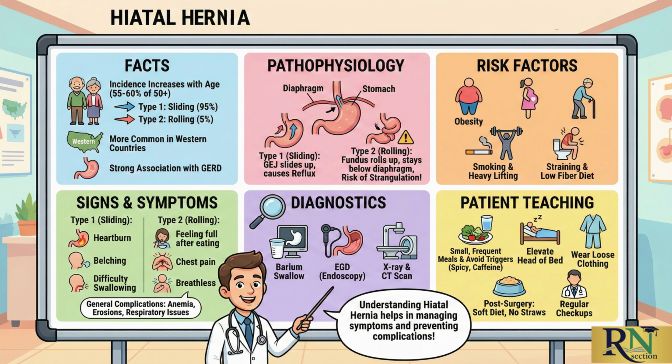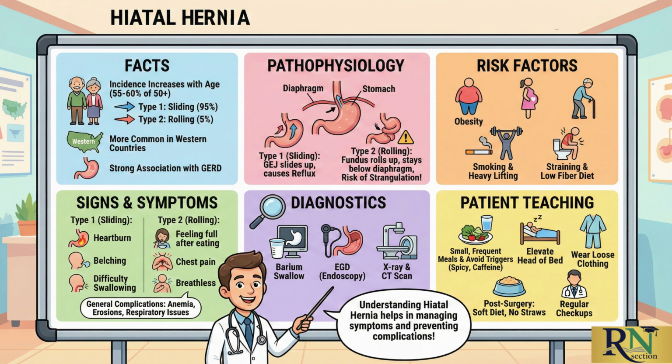Patient teaching, dietary changes first: limit spicy, fatty foods, caffeine, chocolate, carbonated drinks, acidic foods, peppermint, and alcohol, as those decrease lower esophageal sphincter pressure. Eat small, frequent meals rather than large ones. Avoid eating 2 hours before lying down to prevent reflux.